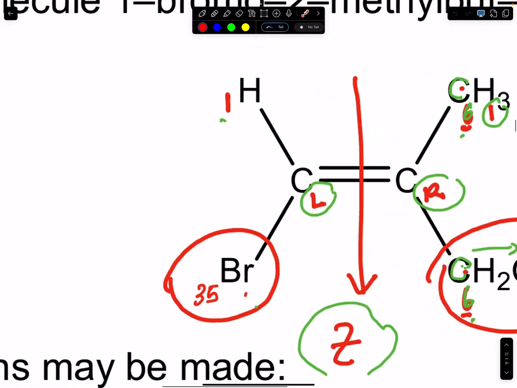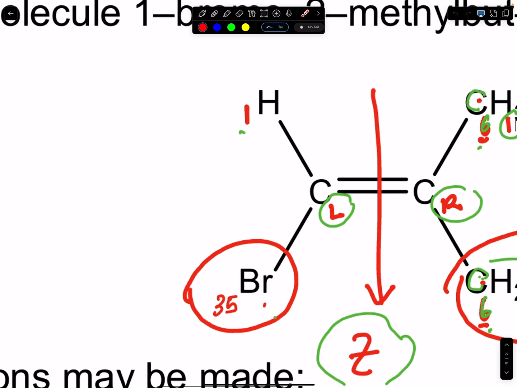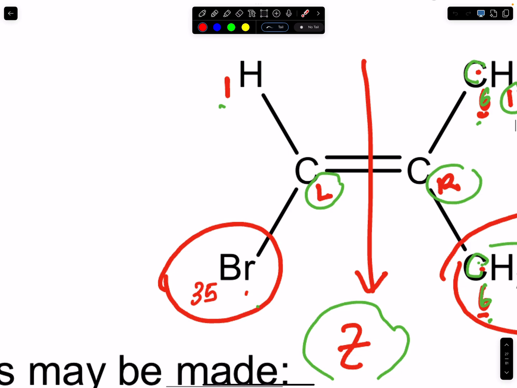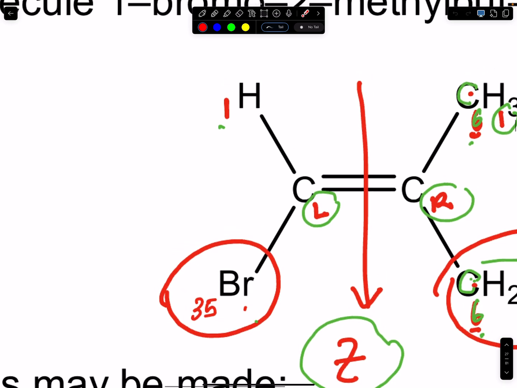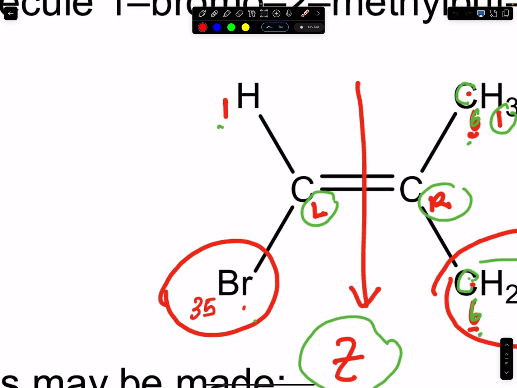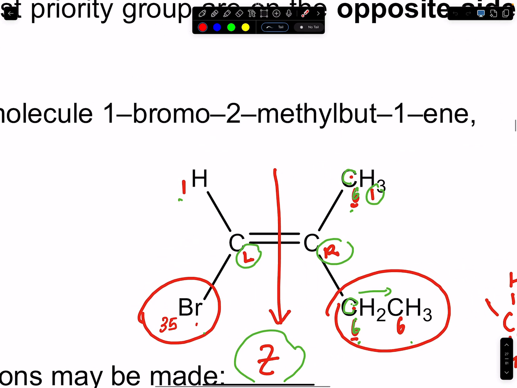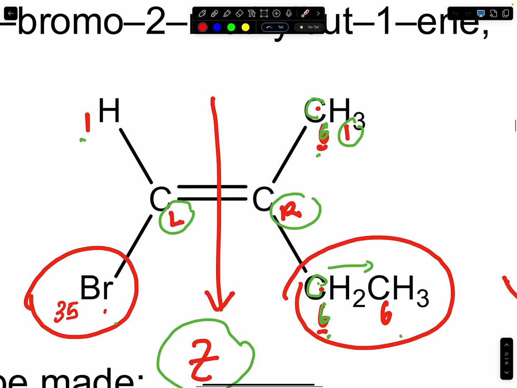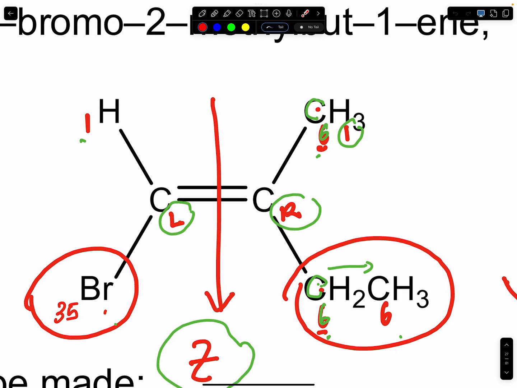So, guys, if you take a look at the carbon on the left, bromine has a proton number of 35. Am I right, guys? Hydrogen has a proton number of 1. Could you advise me who is bigger, 35 or 1? 35. So, you circle the priority group. Now we move on to the carbon on the right, shall we? Carbon on the right, both carbon atoms have 6 protons.